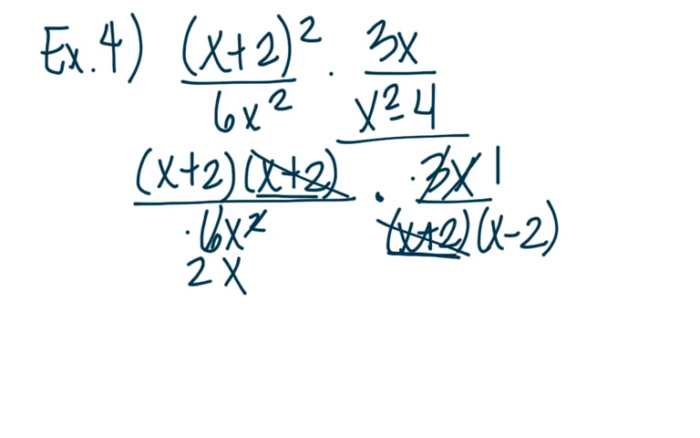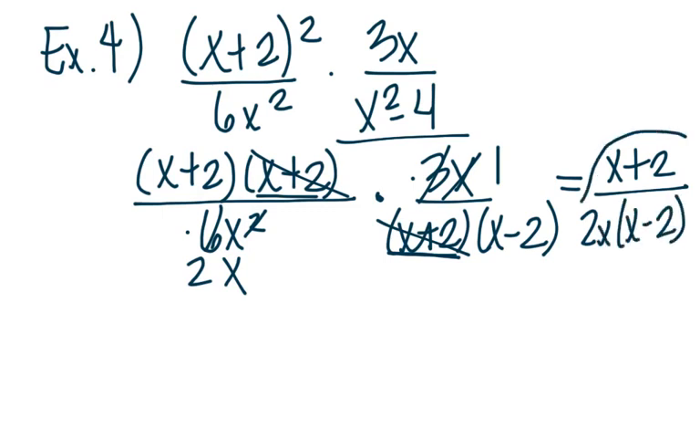So then we just multiply across. Okay, so x plus 2 times 1 is just x plus 2, over 2x times x minus 2, which would just be written exactly like this, and we keep it factored out, so that would be your answer.